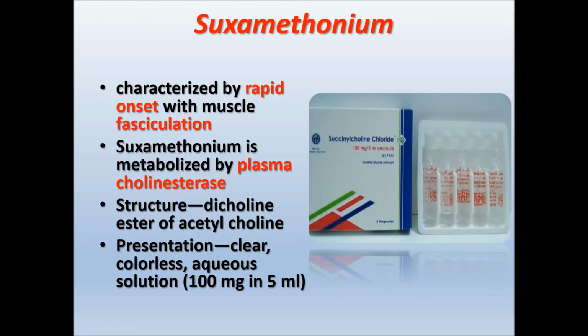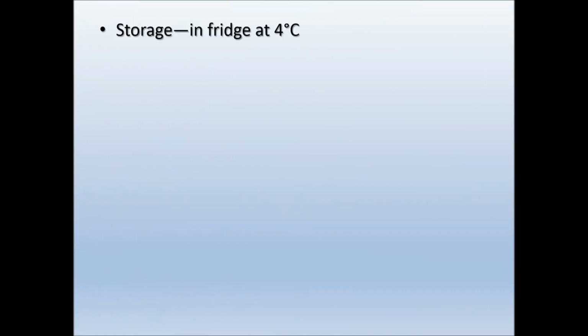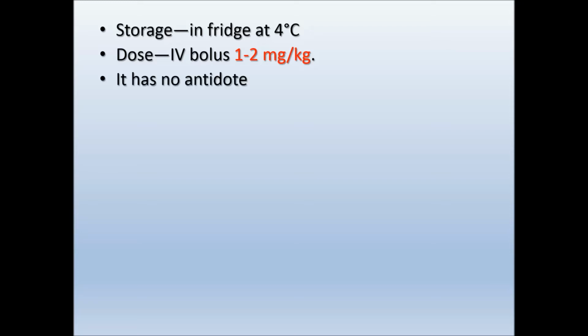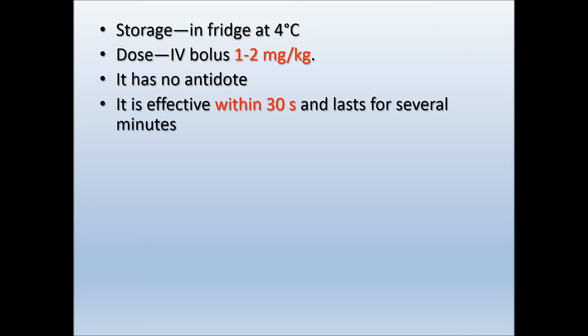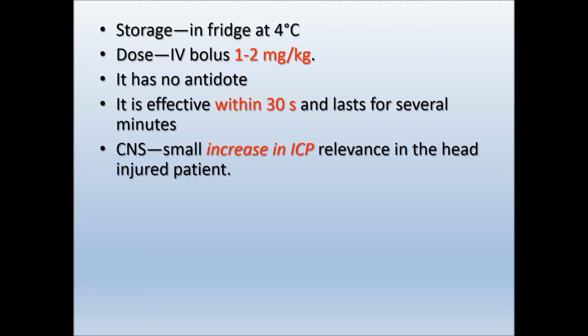It is presented in a clear colorless aqueous solution in ampoules with 100 mg in a 5 ml solution. It is stored in the refrigerator at 4 degrees centigrade. The dose is 1 to 2 mg per kg as a bolus dose. It has no antidote. It is effective within 30 seconds and lasts for several minutes only.